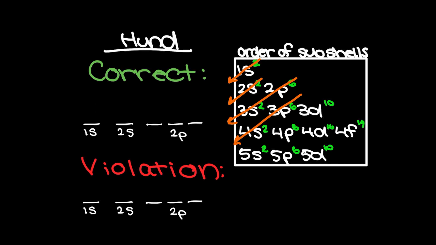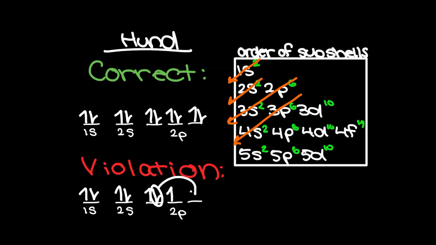Lastly, we have Hund's rule, which states that 1 electron goes into each orbital until all of them are half full before pairing up. So again, this may seem repetitive, but it's good practice to fill these correctly. So now let's violate Hund's rule. So we're filling it normally, but then we pair this electron before it goes in there.